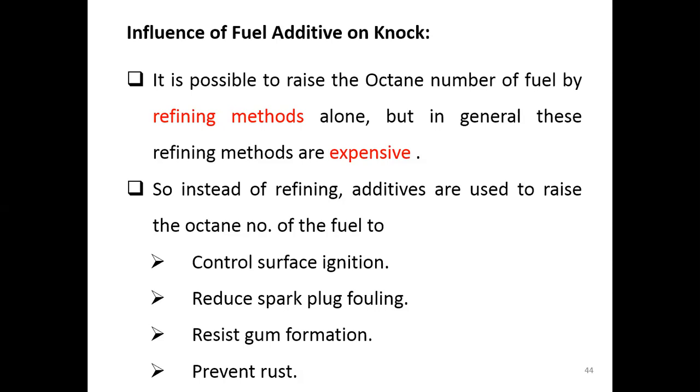Another way is by using the refining method. Okay. You refine the fuels from the raw petroleum oil, right? If you use a good refining method, you can also come up with a higher octane number, but your fuel may be expensive if you do that. Okay, so instead of using the refining method, which leads to expensive fuel, people use the additive in order to raise the octane number, right?